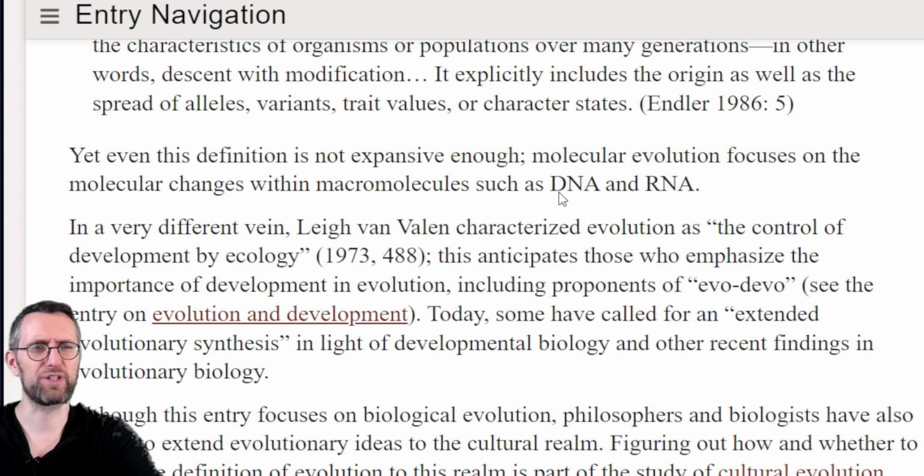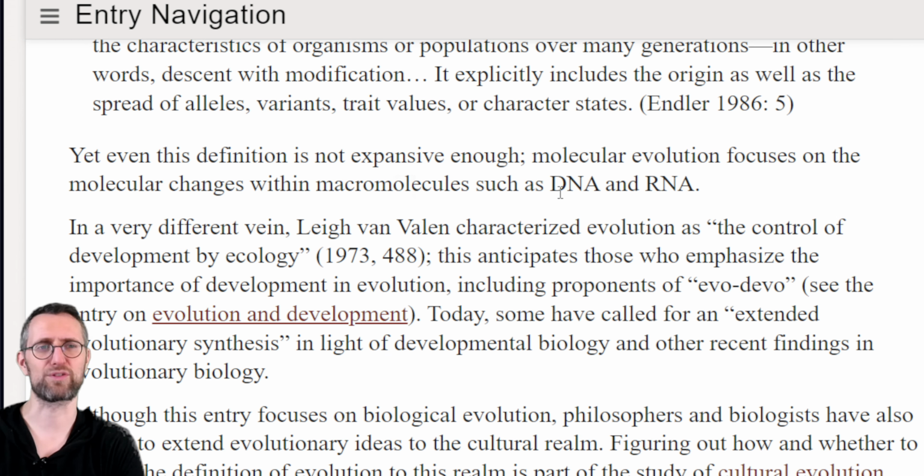So why is this important here? I don't even understand that. Why are the alleles here so important? And why is the definition so complicated? I would say evolution is the change of a species over time that turns it into a different species, but that seems not to be what it is. Yet even this definition is not expansive enough.